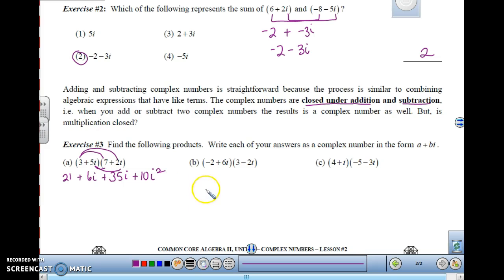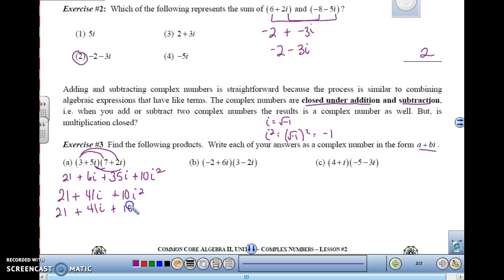Okay. Now, it says write each of your answers as a complex number in the form a plus bi. Before we do anything else, we have 21 plus 6i and 35i is 41i. And then we have 10i squared. Now, what did we learn in the last lesson about what i squared means? Well, we know i is equal to the square root of negative 1, so i squared is the square root of negative 1 squared, which is negative 1. So we can substitute in i squared as negative 1.